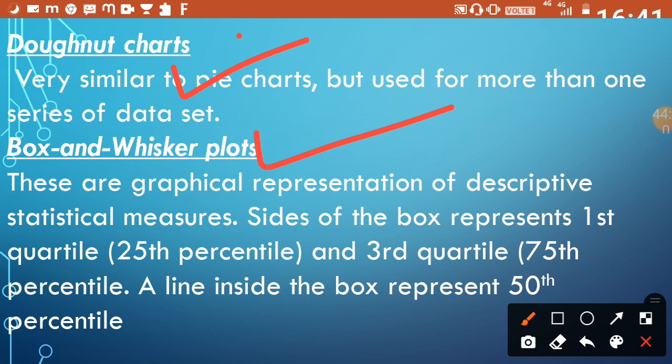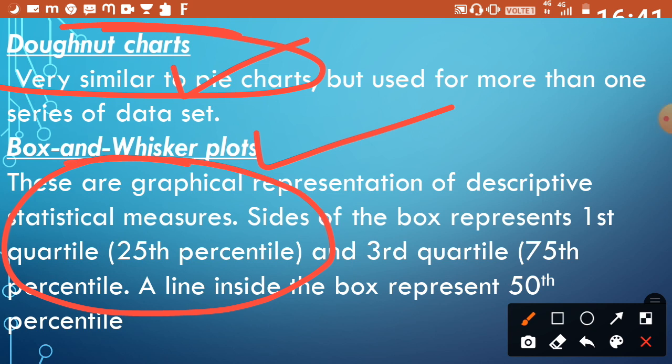So here your donut chart is similar to your pie chart, right? Your pie chart looks something like this, right? So the donut chart is also similar to your pie chart. Fine, I will explain how a donut chart actually looks. Then we have the box and whisker plot.